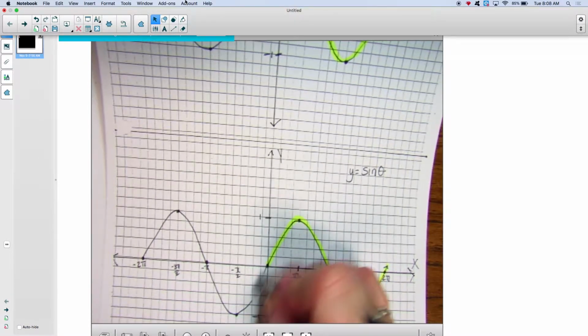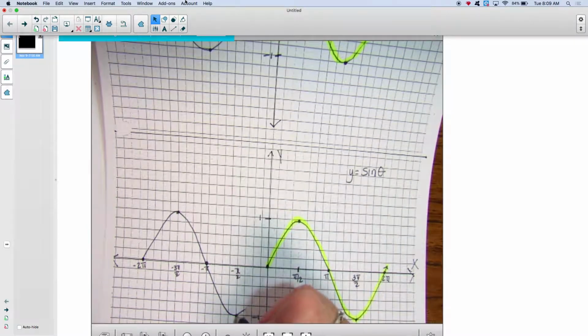And what do you see? You see the same graph repeating.